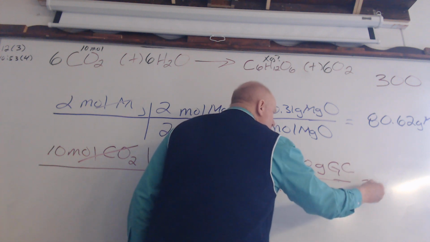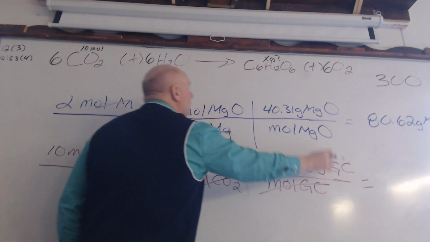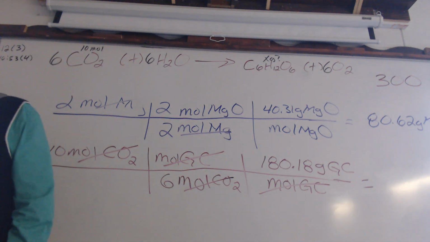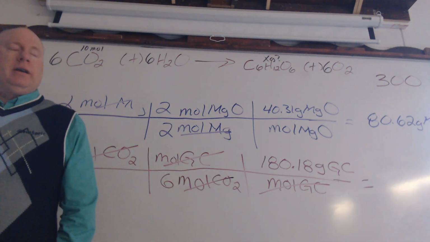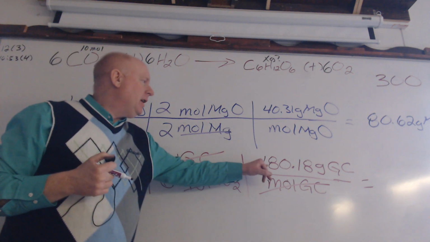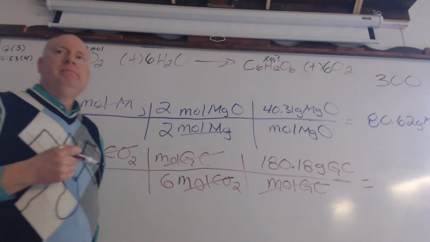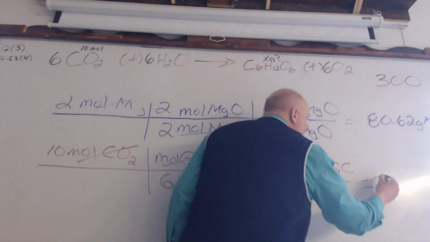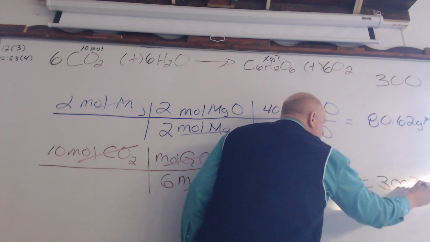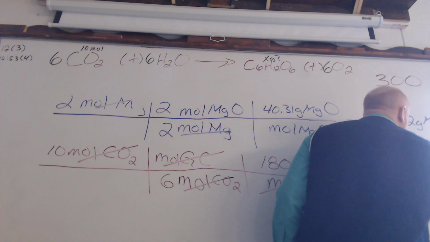And when you show your work like this, when you have this label in grams of glucose, now we've got grams of glucose up here, so you know that you're done with the problem. So 10 times 180.18 divided by 6, 300.3. Just what we were looking for. And that is grams of glucose.